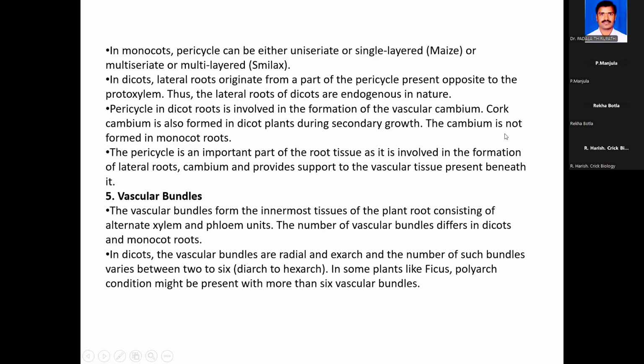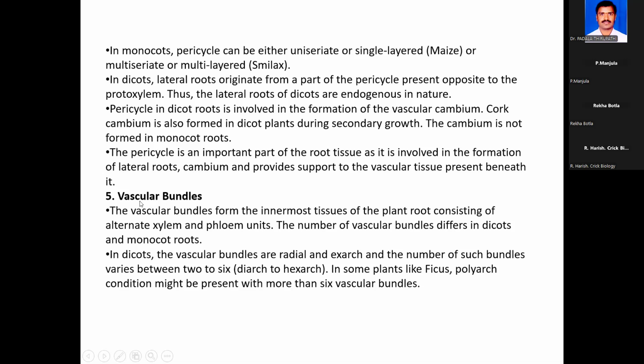So here the cambium is also not formed in the monocot. So cambium is also absent in monocot roots. The pericycle is an important part of the root tissue, as it is involved in the formation of lateral roots and cambium, and also provides support to the vascular tissue present beneath it. The main function of this pericycle is in the dicots mainly.